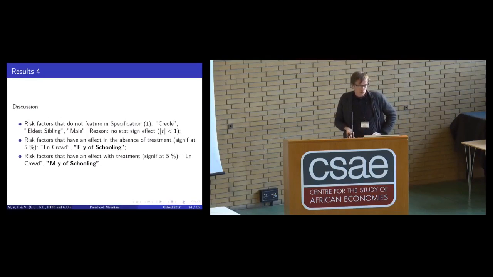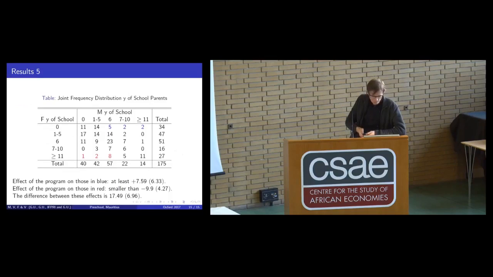Some of the risk factors that we played around with do not feature because they were not significant. These are things like Creole, a dummy for an ethnic origin, and eldest sibling, male versus female, which made no difference and was never significant. In the absence of treatment, what is significant is the crowdedness dummy, how many people there are in the house of the kid. That has a negative effect on the test score, and so do the further years of schooling. With the treatment, crowdedness remains equally important, but now further years of schooling is irrelevant, and mother's years of schooling becomes relevant. I will leave that table up in case you want to ask something about it. I will come back to the table, but I'll keep it here.